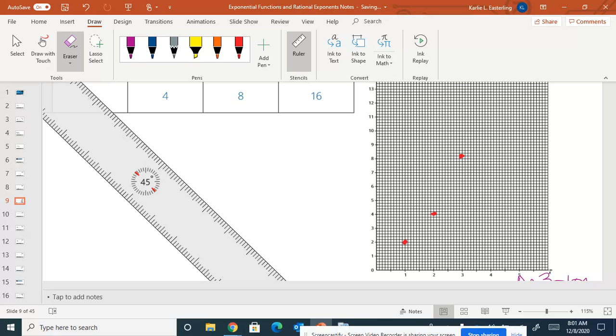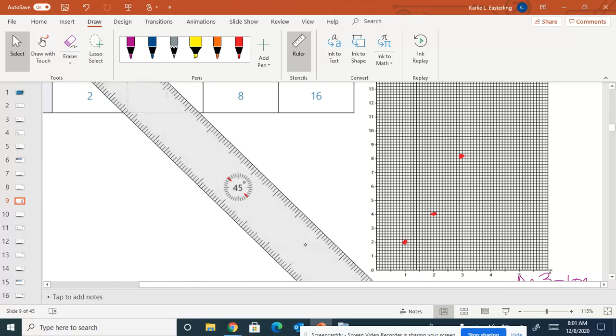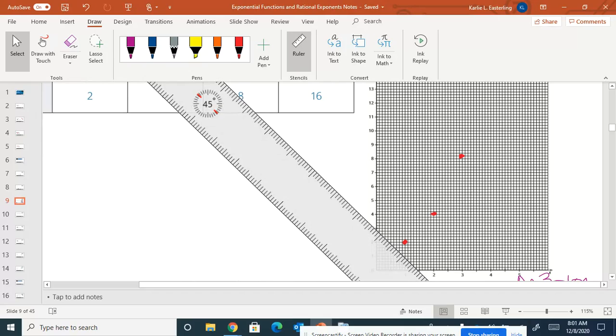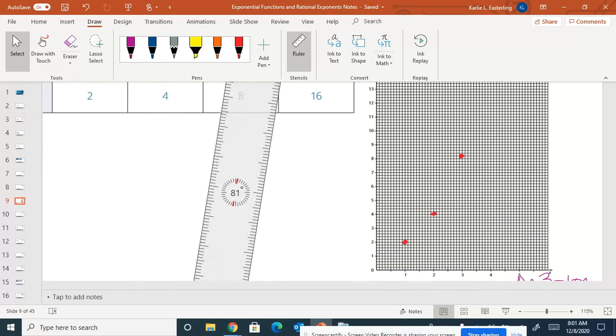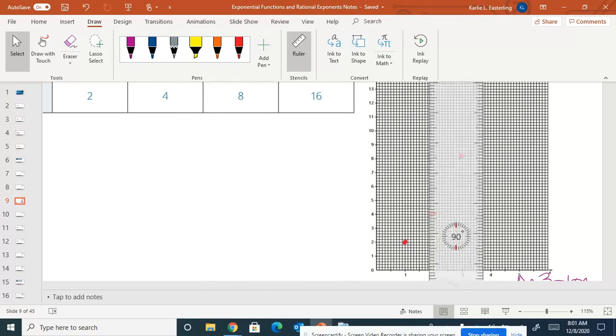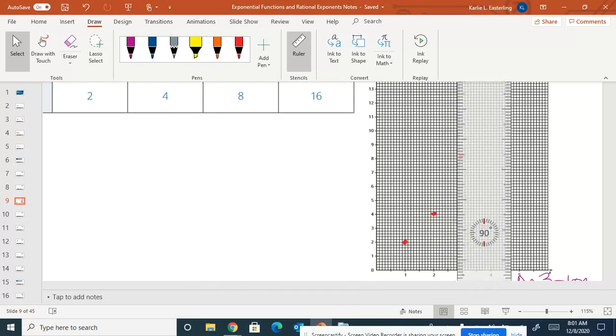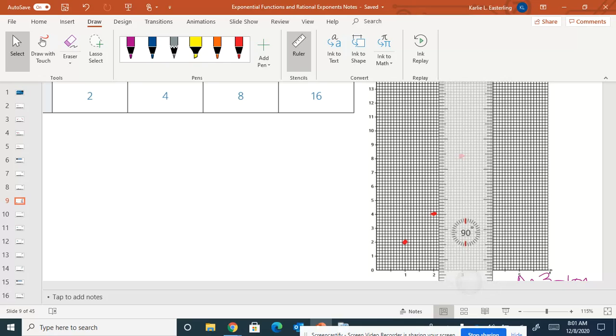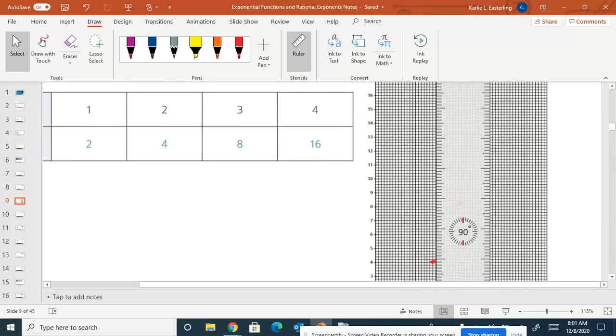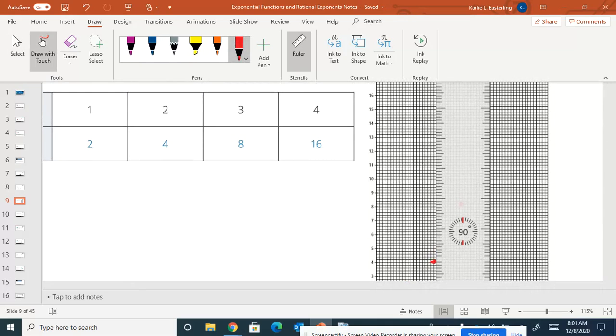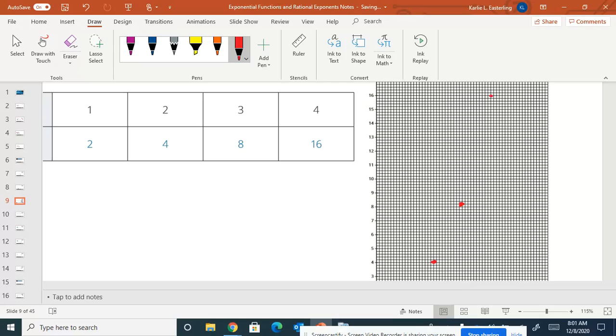Let's do that. I want it to turn though. Oh, there we go. Okay. Straight line, and we are looking at 4. And we are trying to find 16, so we're going to have to go up some. And 16 is this line right here, so that will be our point right here.